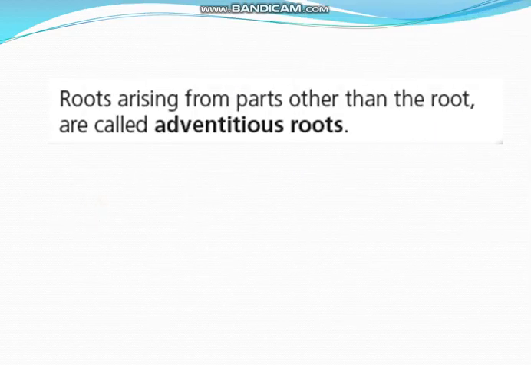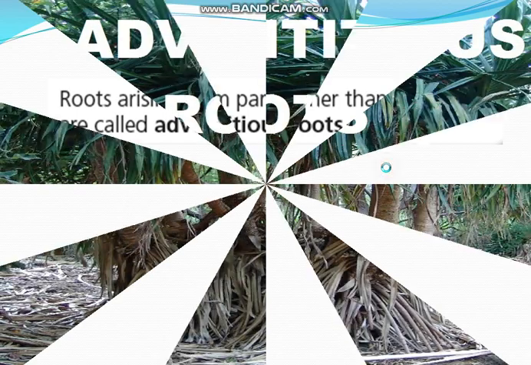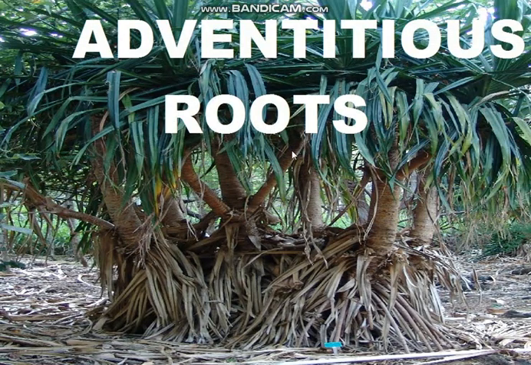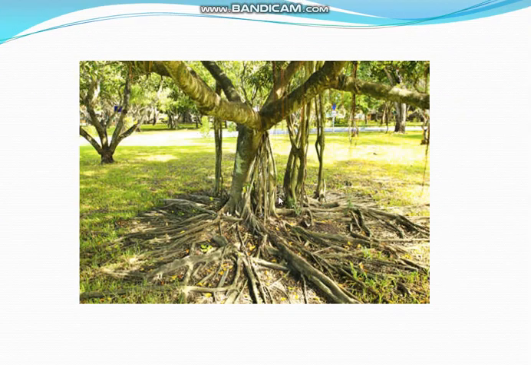One more important thing: roots arising from parts other than the root are called adventitious roots. These are examples. This is the adventitious roots. This is also an example, and here also you can see different roots arising from the other parts. That is also adventitious roots.